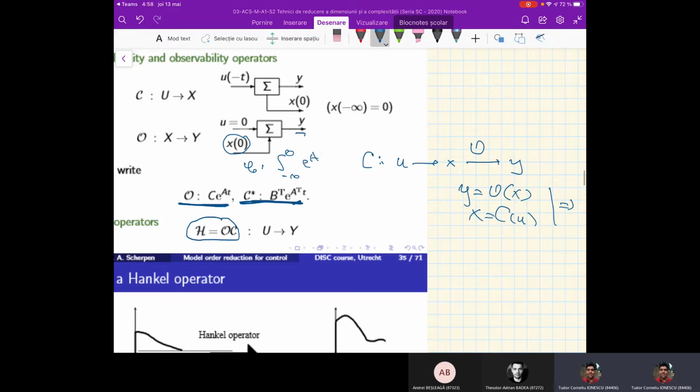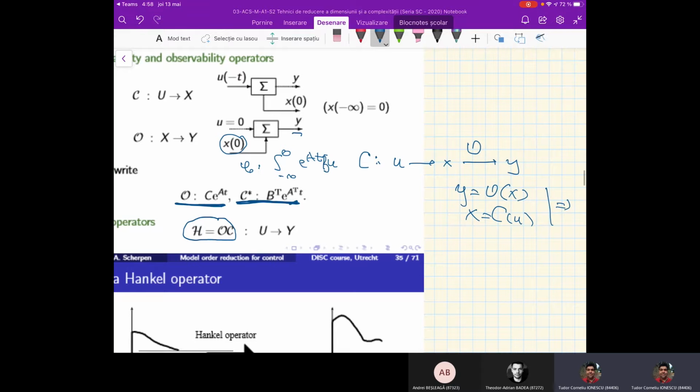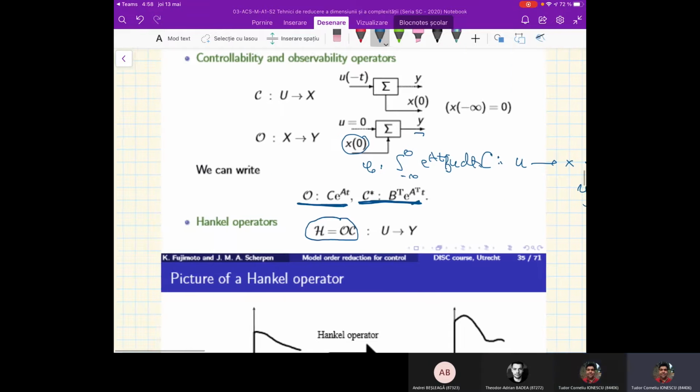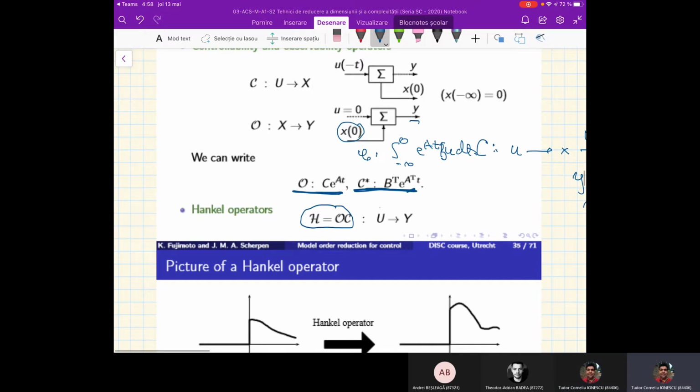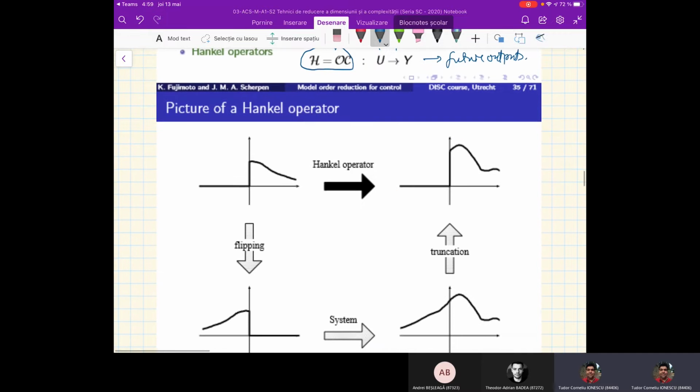E to the power AT U B U, something like that. Okay. So the Hankel operator is an operator that maps past inputs to future outputs. Past inputs, future outputs.